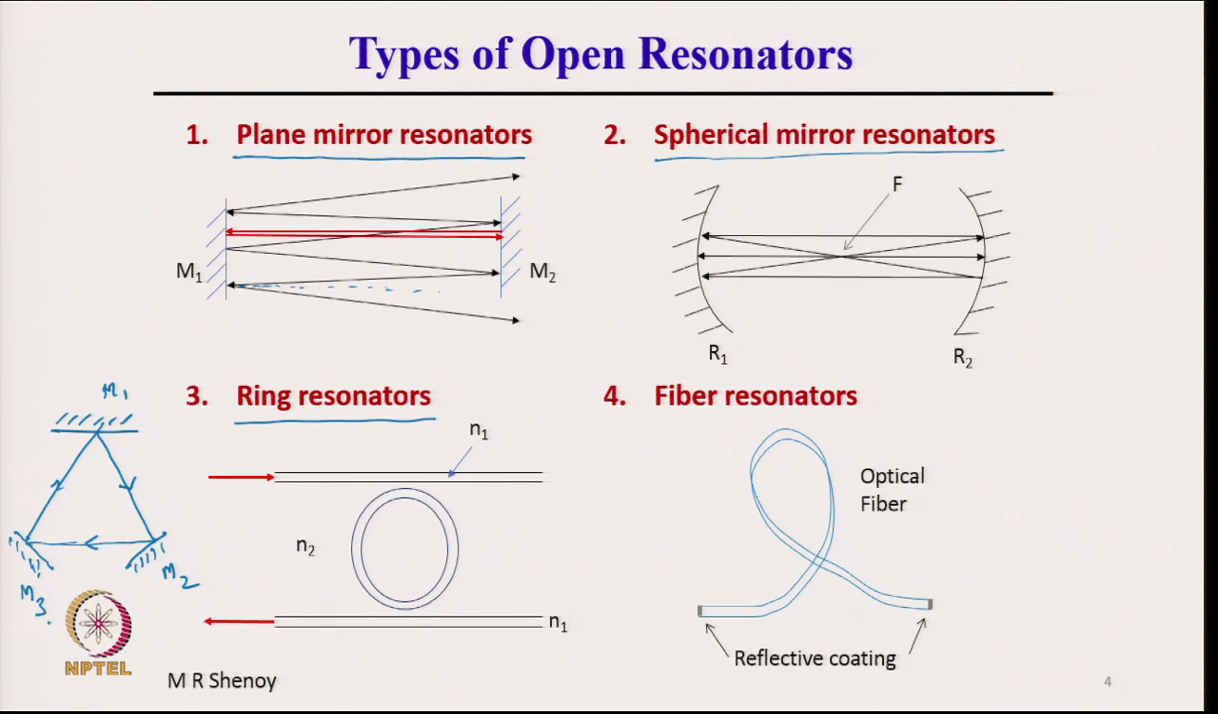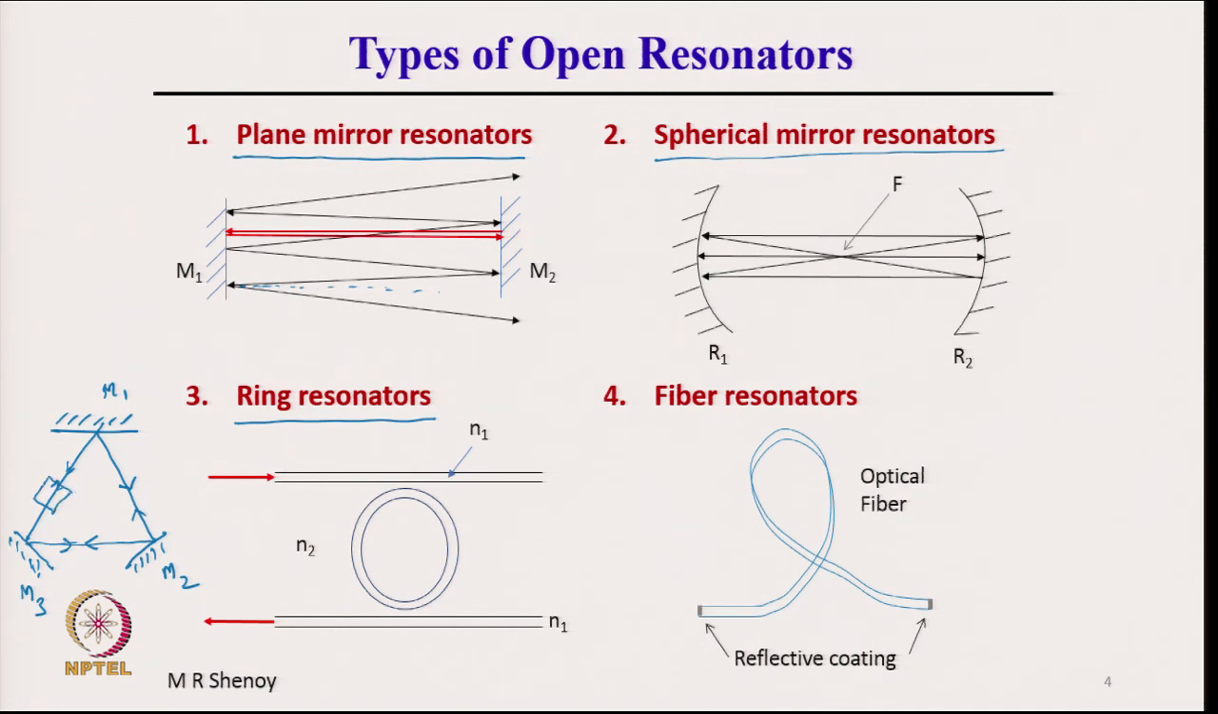Note that there are several advantages in going to a ring resonator. What I have shown is a ray path which is travelling clockwise, but one could also have a ray path which is travelling anti-clockwise in this direction. It is also possible, but there are situations or experiments where you need the ray to travel in only one direction. In that case, one prefers a ring resonator, and you can have optical diodes to block the reverse path.